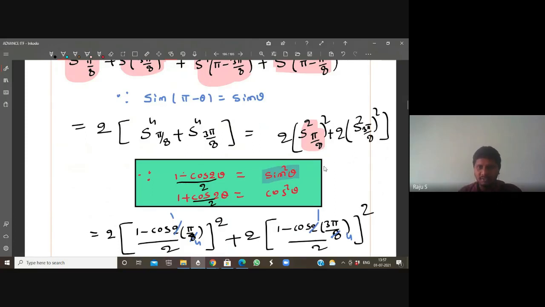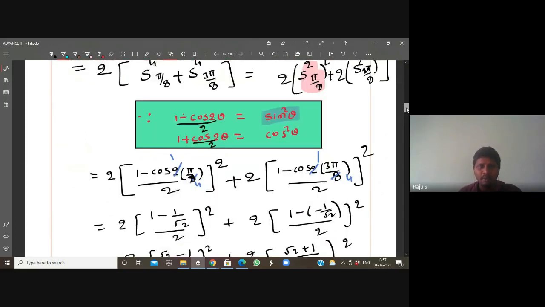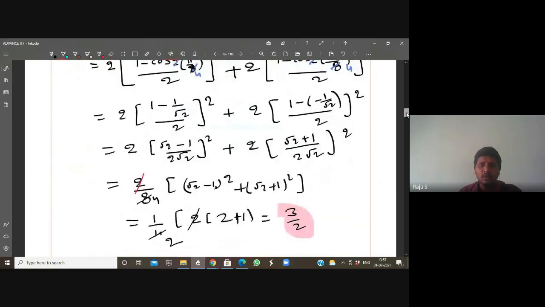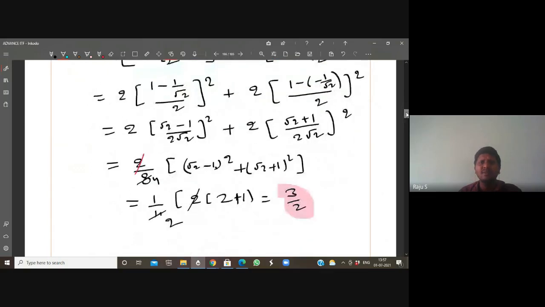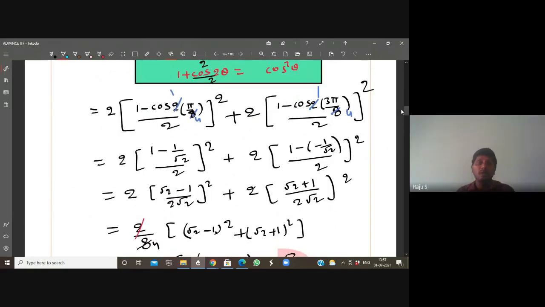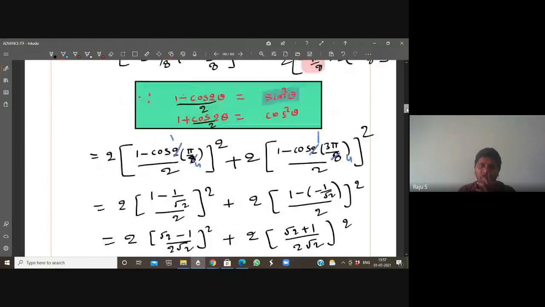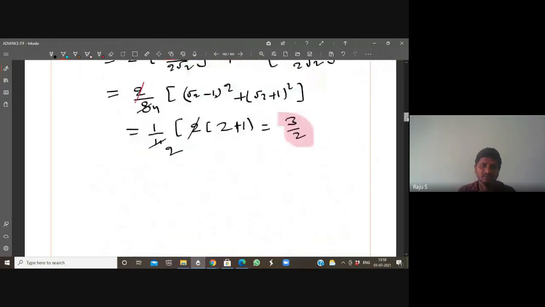Then you should remember the sine square theta formula. I applied 1 minus cos 2 theta by 2, simplified, and substituted the values of cos 45 and cos 135. Simplification, multiplication, squaring, division, we know very well. But how to change the whole power 4 of pi by 8, we don't know pi by 8, so you can convert it into pi by 4 with the help of that formula.